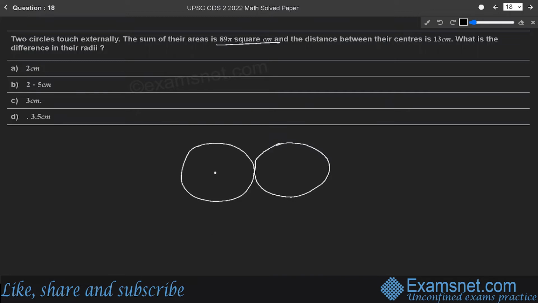Let this be the center for this circle, and let this be the center for another circle. The distance between both of these, let this be R1, let this be R2. The distance is 13 centimeter. So we can say that R1 plus R2 is equal to 13.